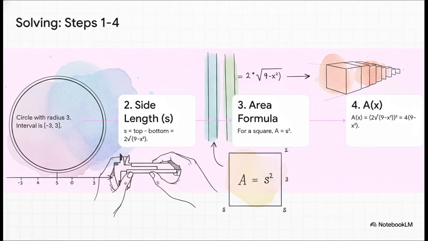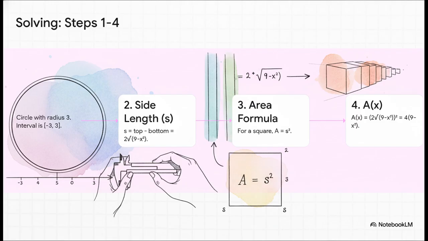Let's follow our steps. 1. The base is a circle with a radius of 3, right? So our interval along the x-axis goes from -3 to 3. 2. We need the side length s. That's the distance from the top of the circle to the bottom. So that's the positive square root of 9 minus x squared minus the negative square root, which simplifies to 2 times the square root of 9 minus x squared.